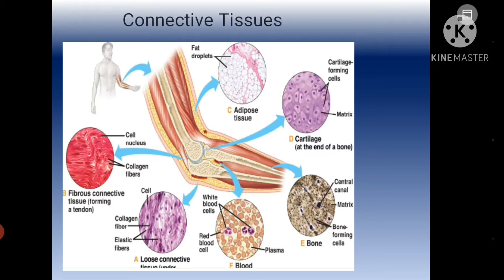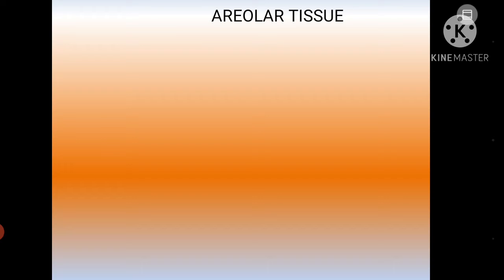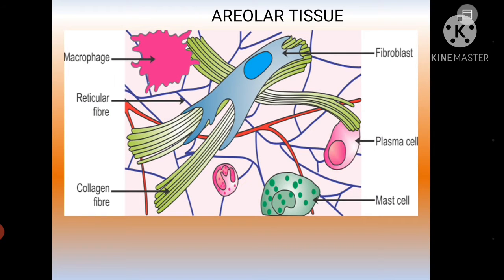Okay. So what we are going to see next is the loose connective tissue. Later, we are going to talk about fibrous connective tissue, adipose tissue, cartilage and bones. So let's start with areolar connective tissue. Now this areolar connective tissue, where is it present?